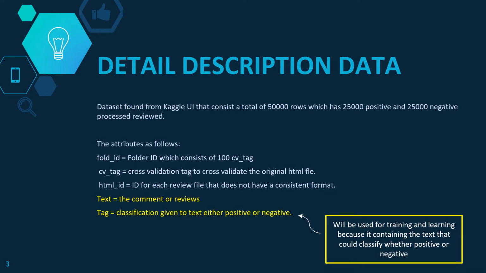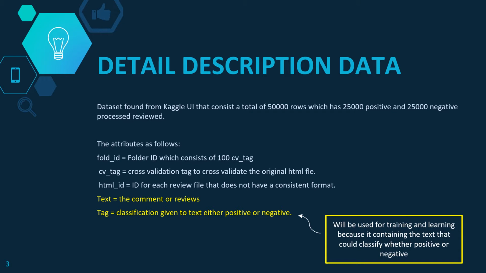Detailed description of the data. The dataset was found and downloaded from Kaggle, and it contains a total of 50,000 rows of data consisting of 25,000 positive and 25,000 negative processed reviews. The data has the attribute fold_ID, which contains the CV_tag. CV_tag is a cross-validation tag used to cross-validate the original HTML file.